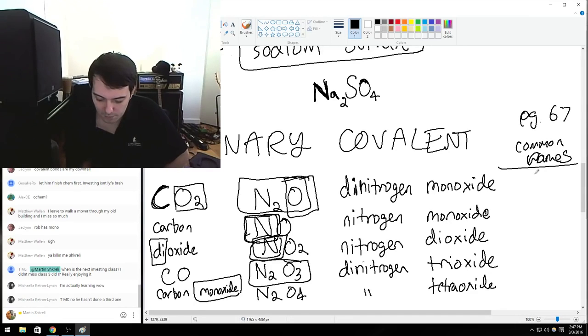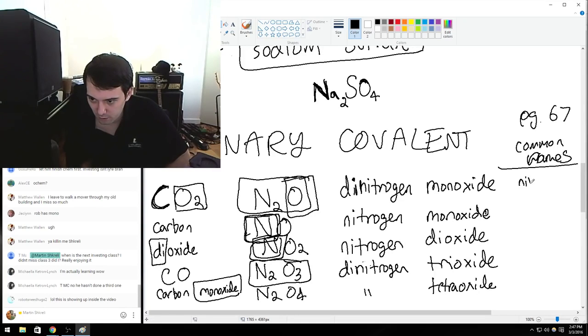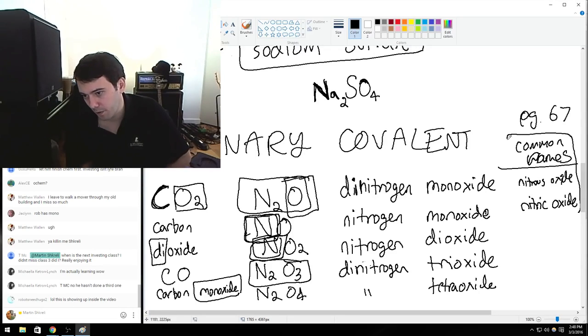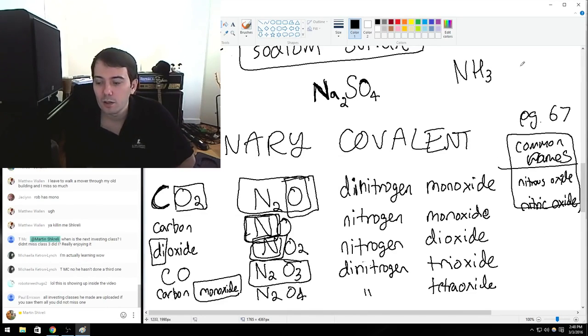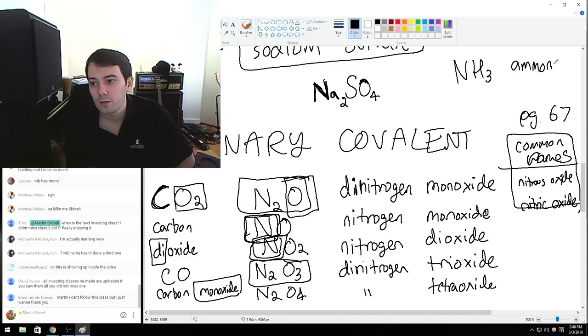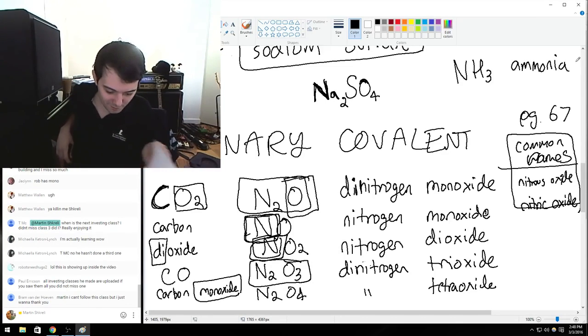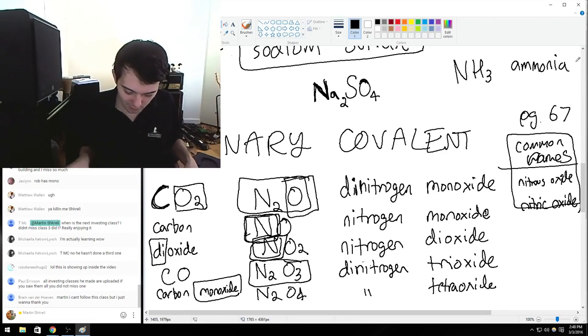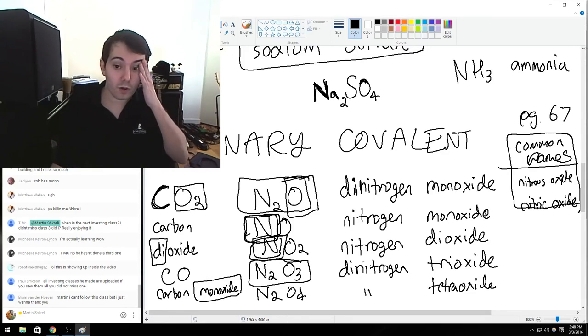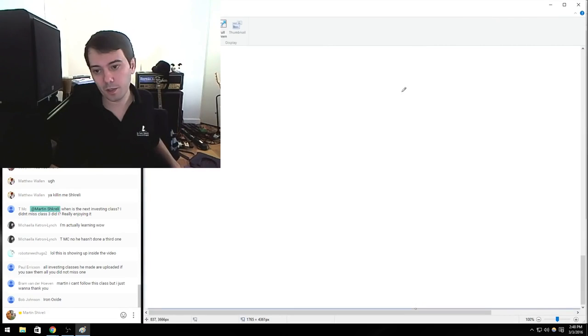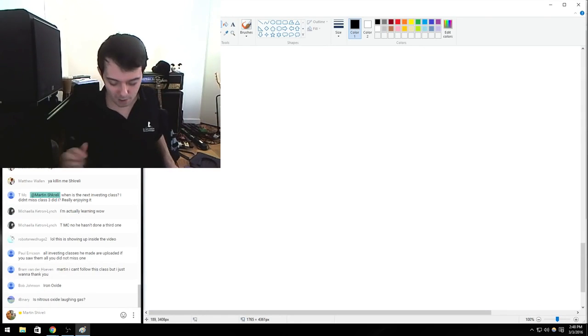And sometimes we have these common names, like water or whatever. We do have some common names here. We actually call this nitrous oxide. We call this one nitric oxide. You might see these names, and unfortunately, you just have to memorize these common names. Another common name is NH3. We call that just ammonia. It has no rhyme or reason. It's just called ammonia. And unfortunately, you have to learn these sometimes. All right, we're almost at the end. We've got five more minutes at best, and we're going to learn about acids.